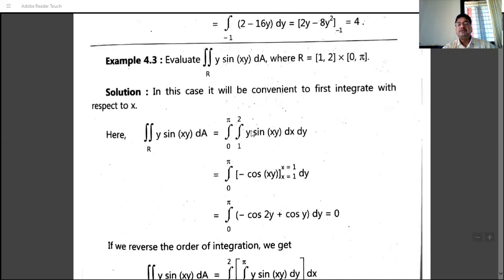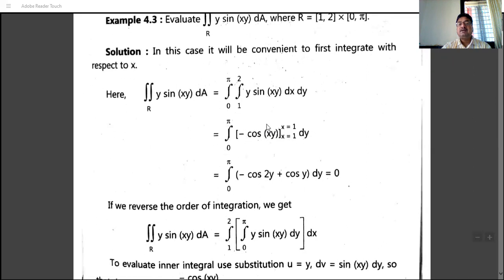Okay, so first integrating with respect to x, y is constant, and the integration of sine xy is minus cos xy divided by y, with y as it is. So minus cos xy, x runs from 1 to 2, and then the y outside the bracket. Then take the value at the upper limit, substituting x as 2, and subtract the value at x as 1.